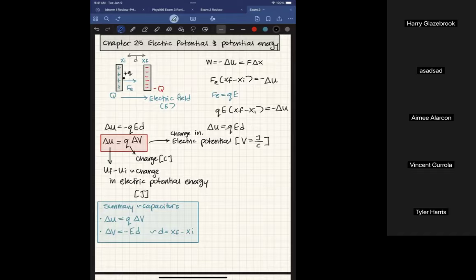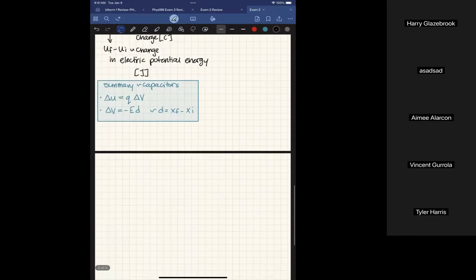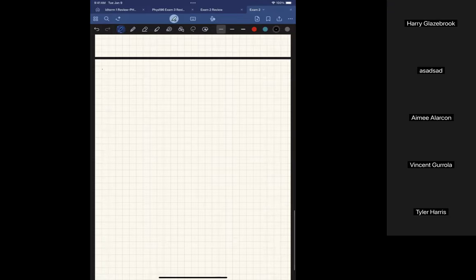All right. So this is the first part of the picture. This is dealing with capacitors. This is the first sort of main setup we see. The second main setup is going to be charged particle distributions. So charged particles.